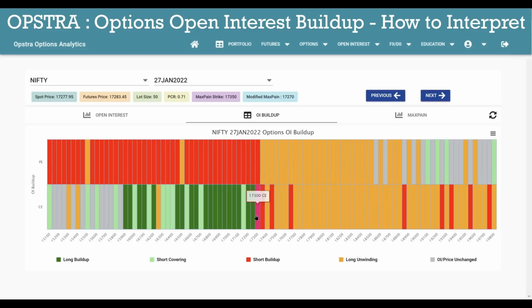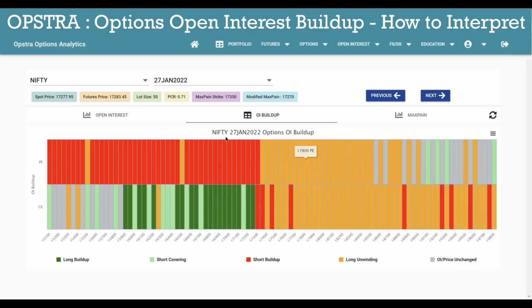Now, when there is a long buildup in call options, which means it's bullish, right? And when there is a long unwinding, then it is bearish for the call options. When there is a short buildup in call options or long unwinding of call options, then the market is bearish from the option seller's point of view. So remember that this option OI buildup has to be seen from the option seller's perspective, and not from the options buyer's perspective all the time.